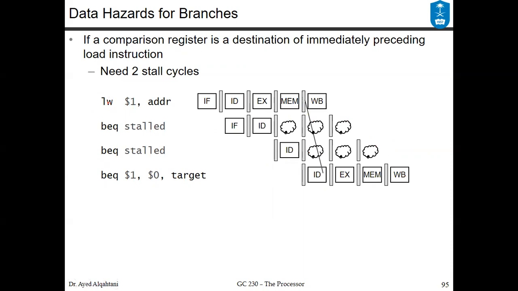If the load wasn't directly before, and there was another instruction in between, then you need only one stall.